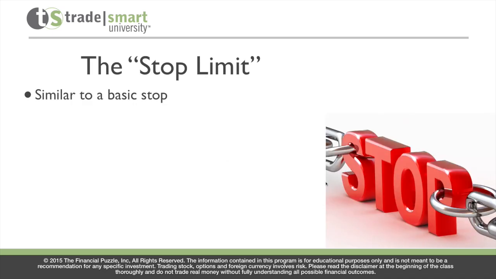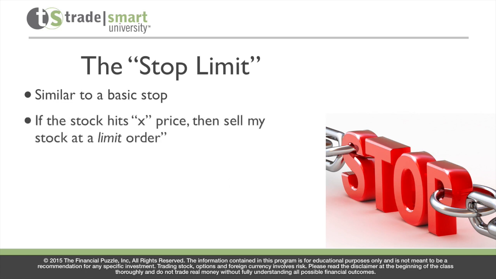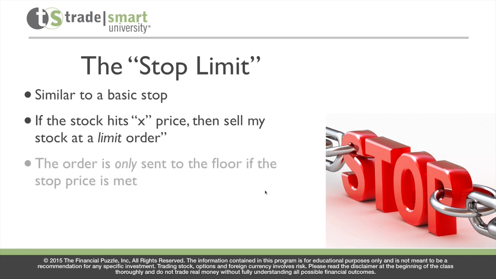And that's your basic stop order. Now let's talk about the stop limit order, and you're going to see the distinction between these two types of orders. A stop limit order is similar to a basic stop, but the difference is it says if the stock hits X price, then sell my stock at a limit order. That's the difference. It's still a stop, it's still a basic trigger that triggers the trade, but the difference is it triggers a limit order as opposed to a basic market order. Okay, so it's going to trigger that limit, and now we've got a specified price that we're willing to sell the stock at.